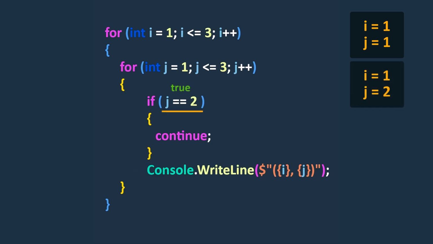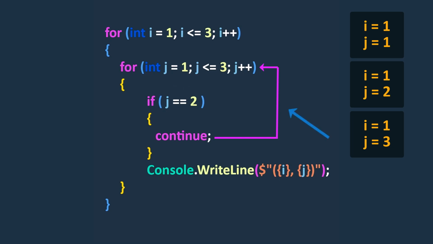However, when the inner loop variable j is equal to 2, the continue statement is encountered, causing the remaining code within the inner loop to be skipped, and immediately the next iteration of the loop will be started. Additionally, in the third iteration, since j is not equal to 2, the values of i and j are printed. As a result, whenever j is equal to 2, the pair i and j is skipped. As you can see, inside a nested loop, the continue statement only skips the current iteration of the innermost loop.